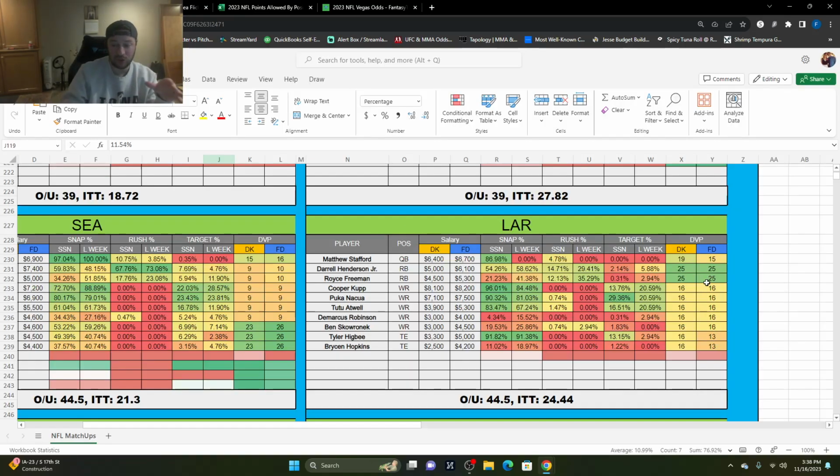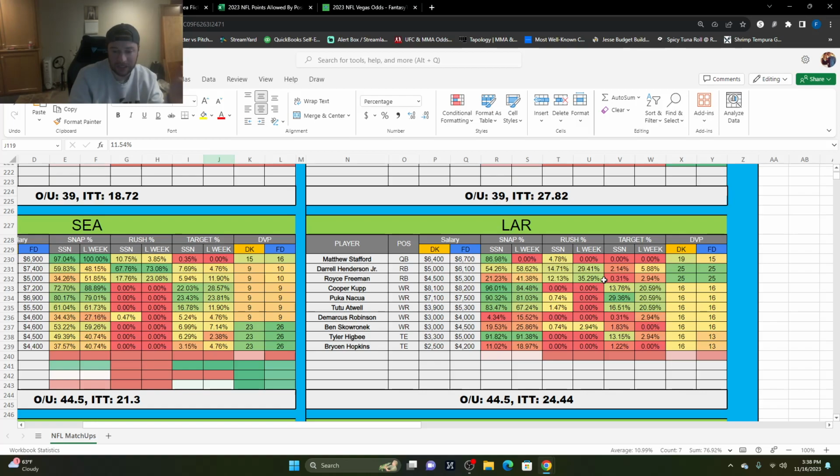The running back situation, they're in a good matchup. Darrell Henderson, Royce Freeman, they're in a good matchup. I don't know if I trust them enough. But then it's Cooper Kupp, it's Puka, it's Tutu. They're in a good matchup. You can see Seattle's in the middle of the pack here against wide receiver, 16th, and against the tight end, also 16th. So definitely something we could look at.